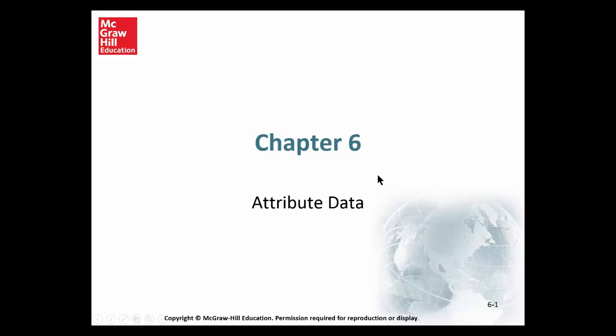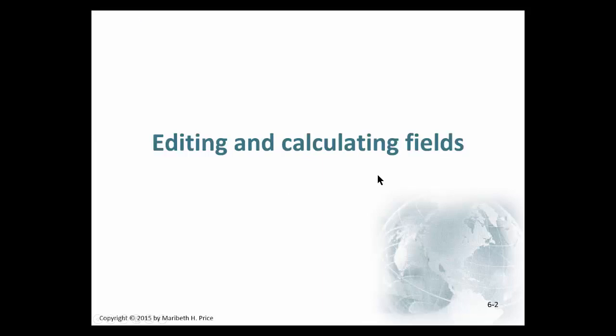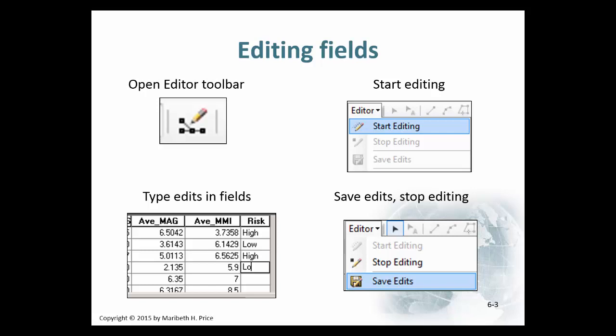Chapter 6 deals with attribute data. Often, after adding a new field, you need to edit or calculate values for the field. One way to edit table data is to use an editing session. You would open the Editor toolbar, start editing, and when finished, save and stop editing. This method will allow you to adjust any of the field values.